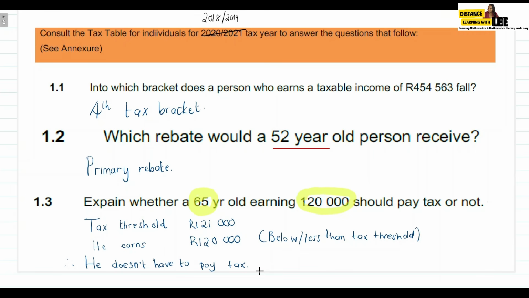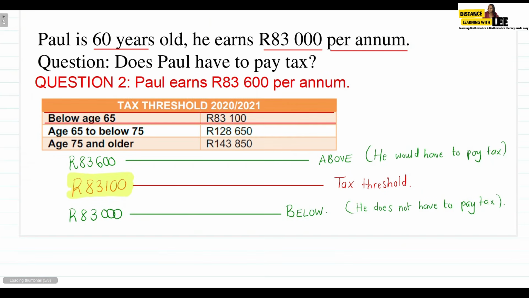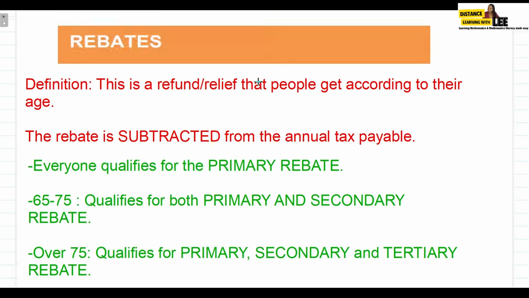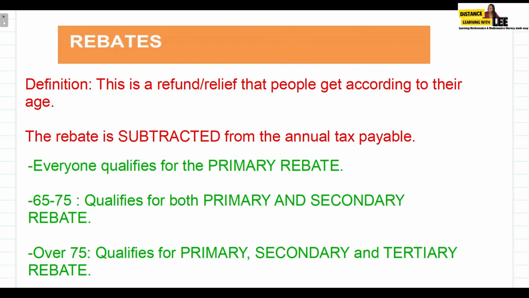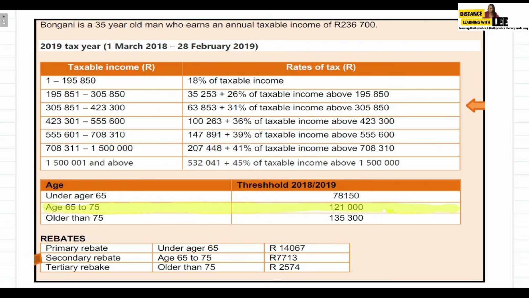All right, and that is basically it, guys, when it comes to these two important terms: your rebate and your tax threshold. They're very important, because if you don't understand these two terms, you'll struggle tremendously in doing your calculations for taxation. I think I'm going to stop here because it's becoming a bit too long. In the next video tutorial, we're going to do an application question of how we put everything together. So please make sure that you watch that video tutorial.